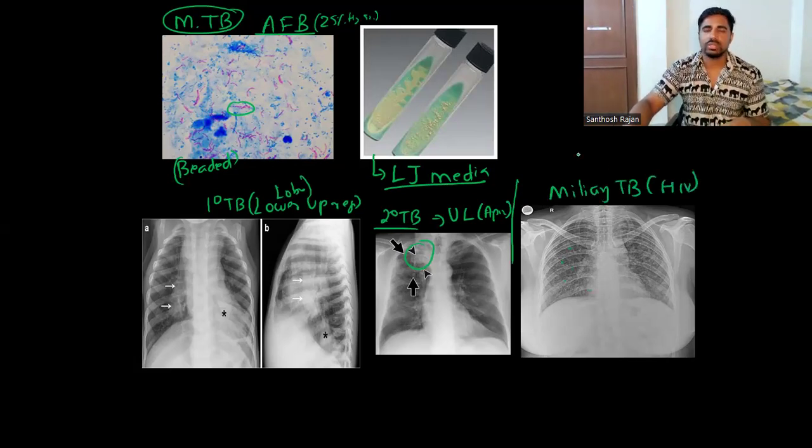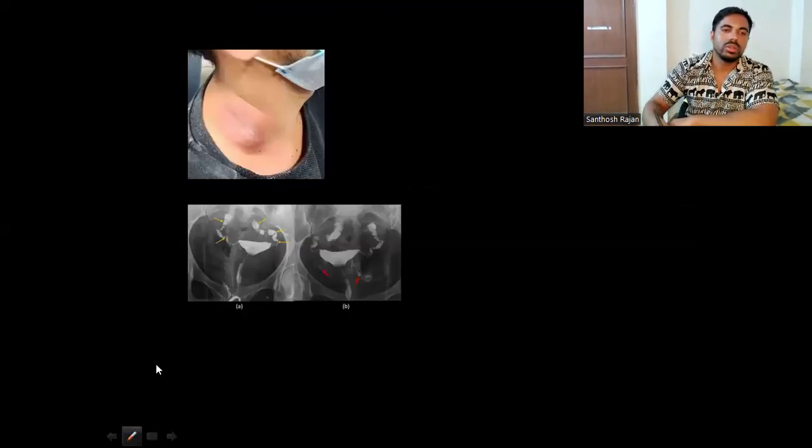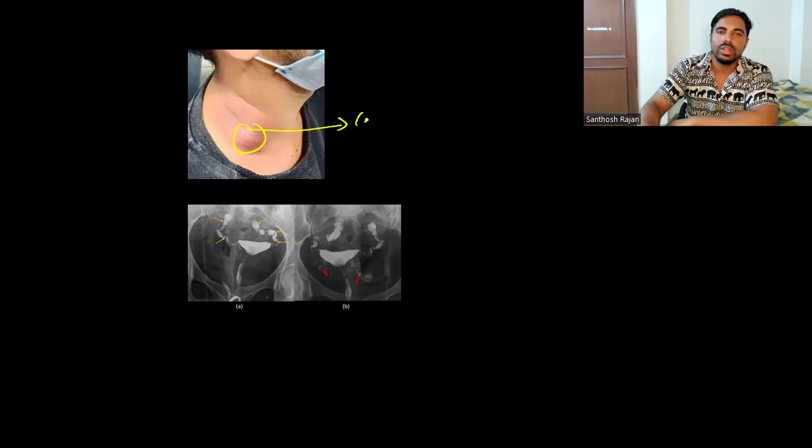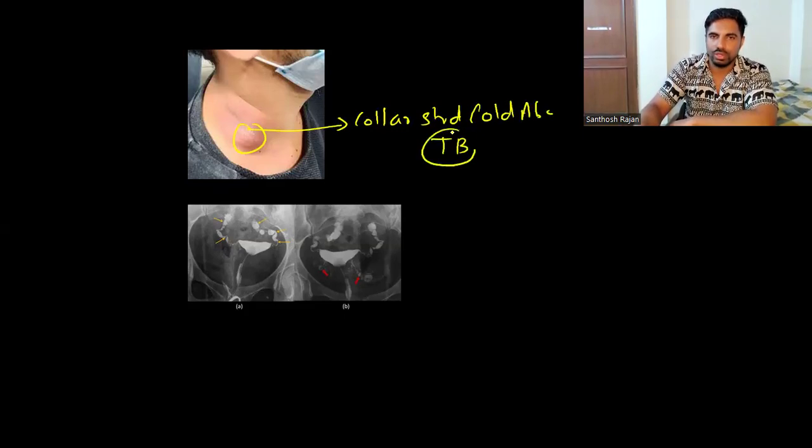I'm not going to talk about the rest of the tests for TB. You know that, gene expert, line probe, Bactec, automated. Those things we already discussed in our revision class. Now only for pictures we're talking, so I'm just going to rush it. And look at this. This is a cold abscess. Collar stud. We call it collar stud or cold abscess TB. Anything cold, collar, like this type of word comes, that will be your tuberculosis, the mycobacterial tuberculosis.